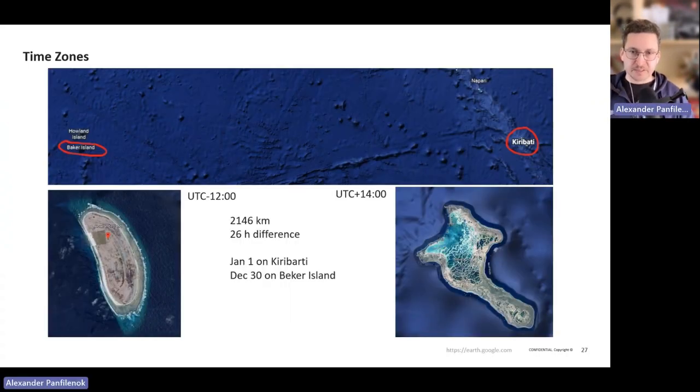But in some cases, administrative decisions result in an interesting effect. Here you can see 2 islands in the Pacific Ocean. Kiribati Island has an offset of plus 14 hours. And there is Baker Island, which has a time offset of minus 12 hours. The distance between these 2 islands is about 2,000 kilometers, and they have a 26-hour difference. So when it is January 1st on Kiribati Island, it is December 30 on Baker Island. So there is a difference between them of more than 1 day.